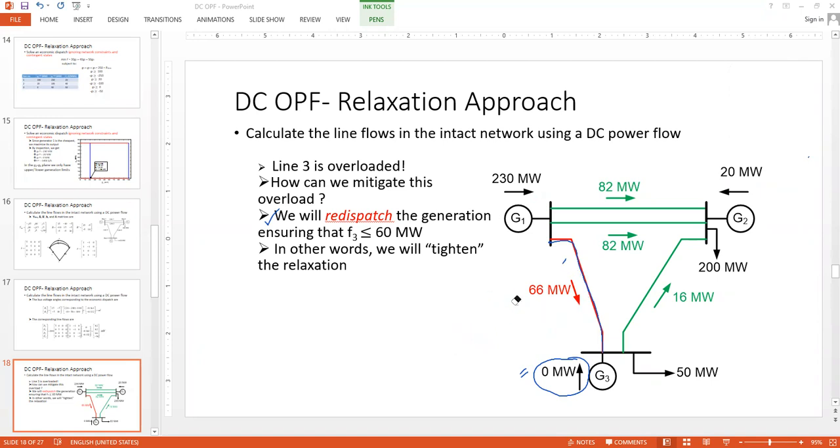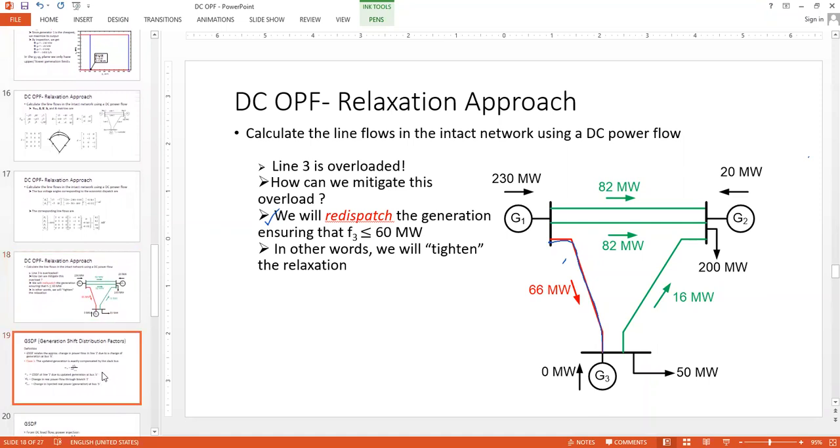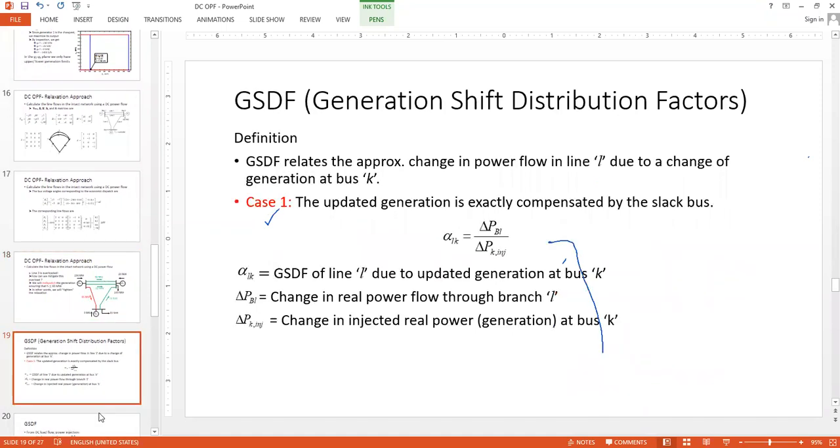The concept that we will use for fine tuning, or for resetting this line flow to its maximum limit, is known as the generalized generation shift distribution factor, in short GSDF. So here, let's first define what GSDF is.